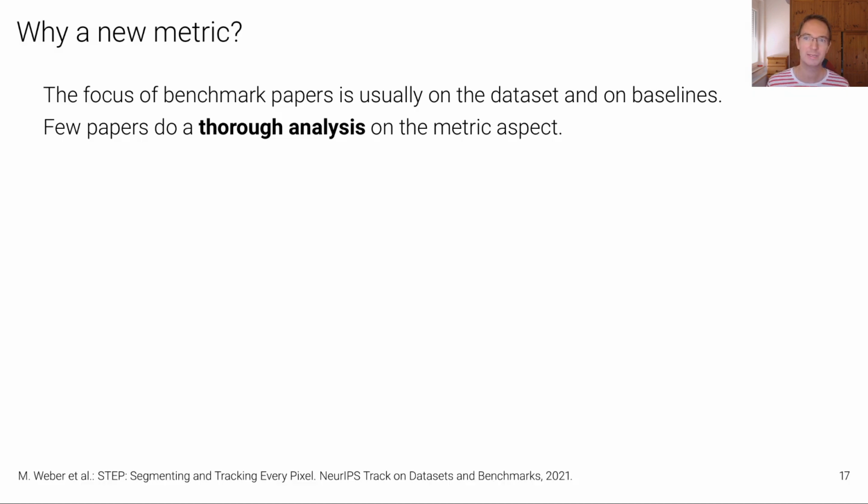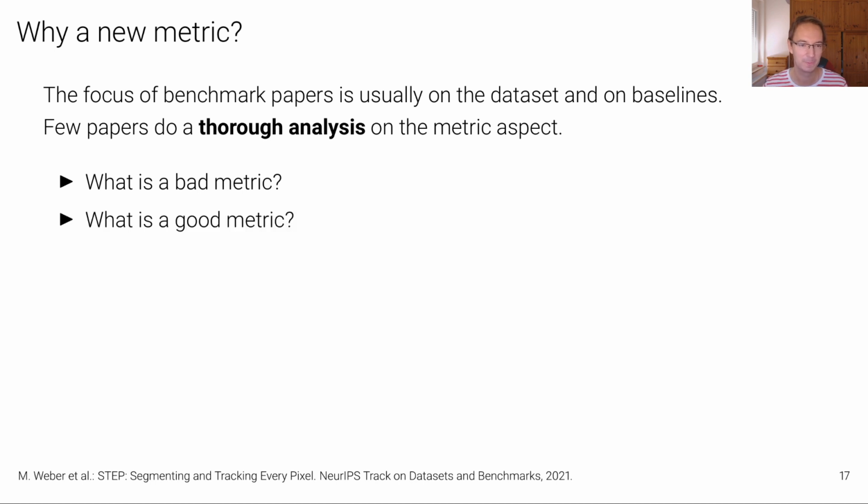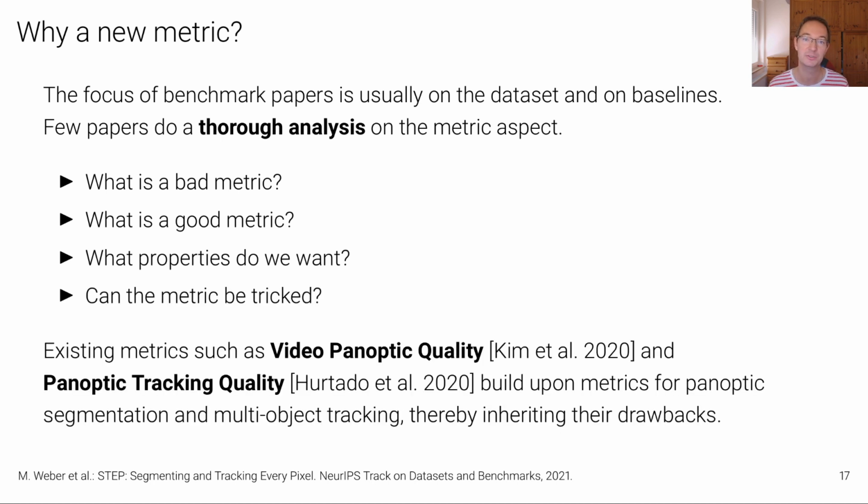Let's first ask, why do we actually need a new metric? The focus of benchmark papers is usually on the datasets and on the baselines, but not on new metrics. And there's only very few papers that indeed do a thorough analysis on the metric aspect. But it's really important to ask ourselves, what is a bad metric, for example? What is a good metric? What properties do we want? And can the metric be tricked? Is there a cheap solution to achieve a high score that actually doesn't correlate well with what human perception agrees on.